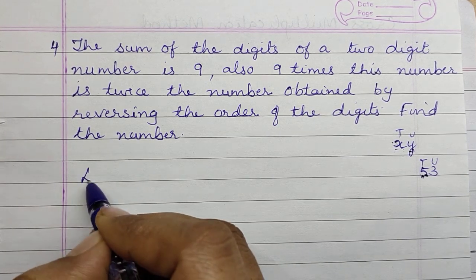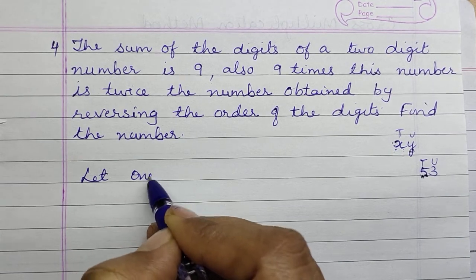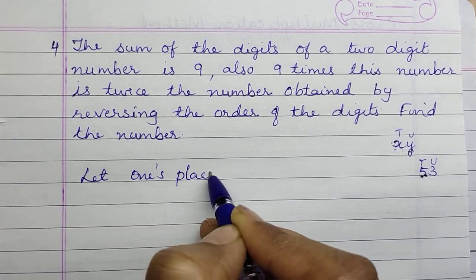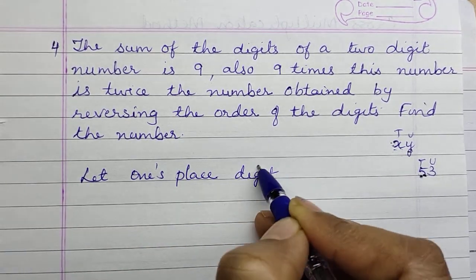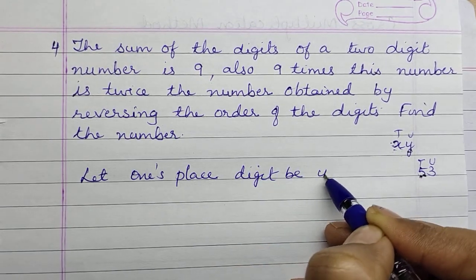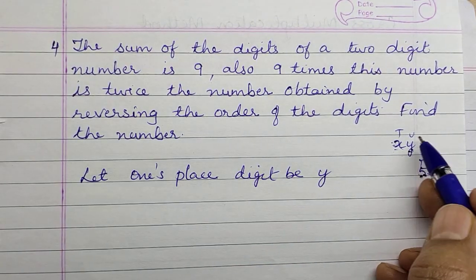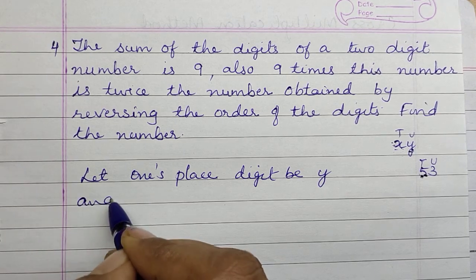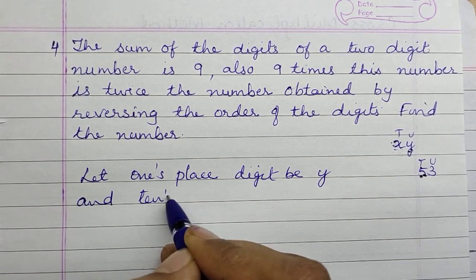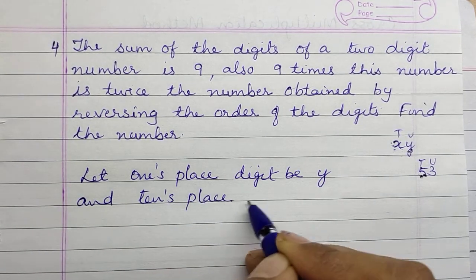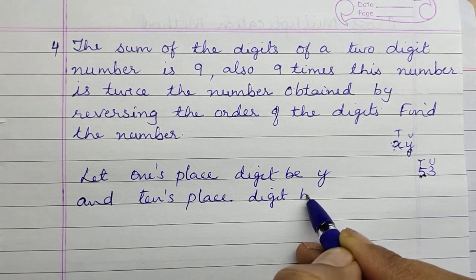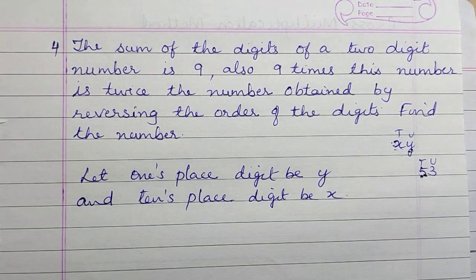So therefore, let the ones place digit be y. Here we have taken xy as the number, and let the tens place digit be x. So the final answer is you will get xy as the number.